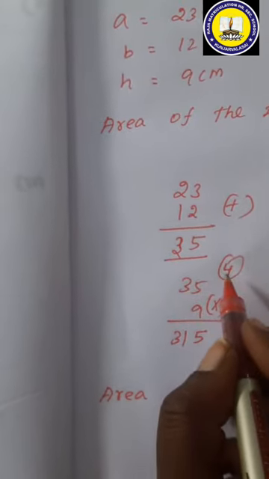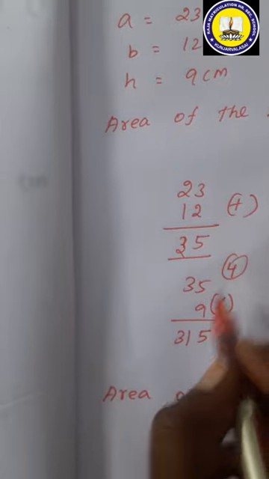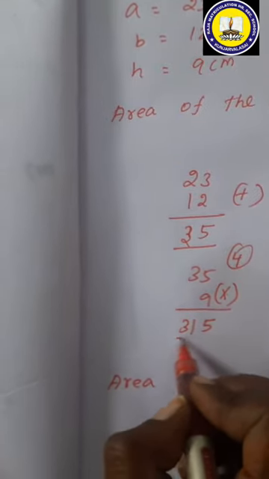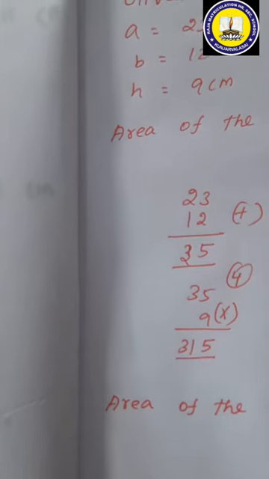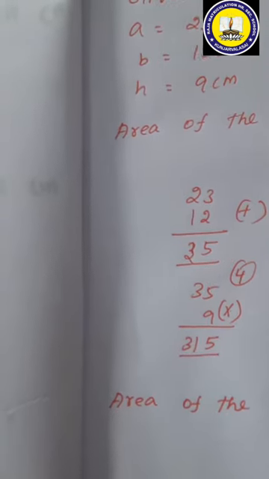27, the remaining 4 is added. So 23 after 4, 31. So the answer is 315. So 1 by 2 into 315. Now 2 and 315 cancel it.